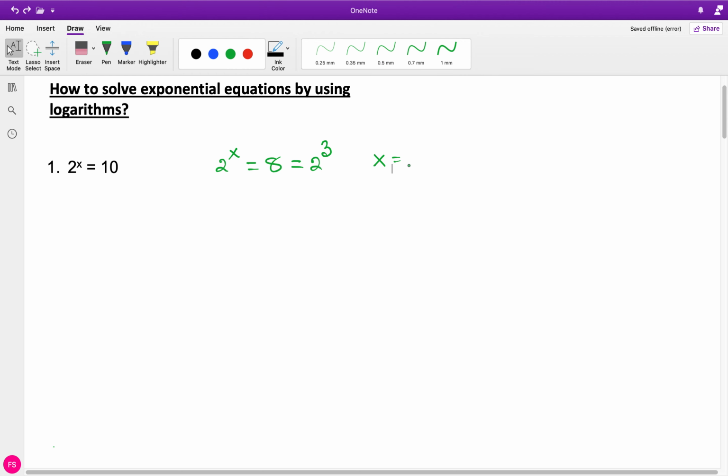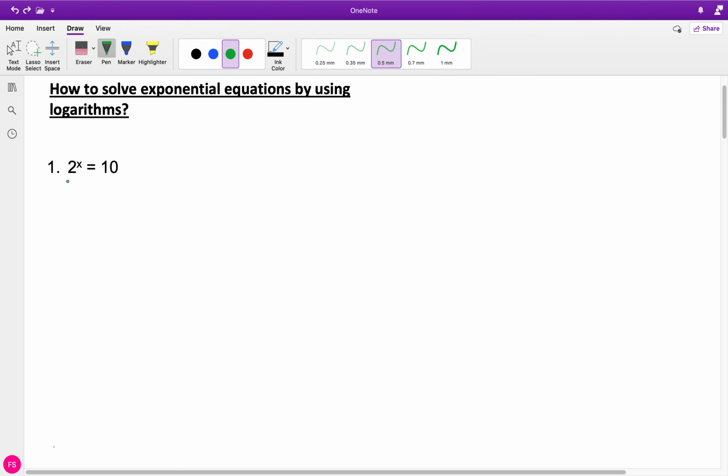But what about questions like this? 2 to the power of x equals 10. I don't know 2 to the power of what will give me 10. So for questions like this, we use logarithms to solve exponential equations. Now in this video, I'm going to show you 6 types of questions that you can possibly have in the exam on exponential equations. So let's start.